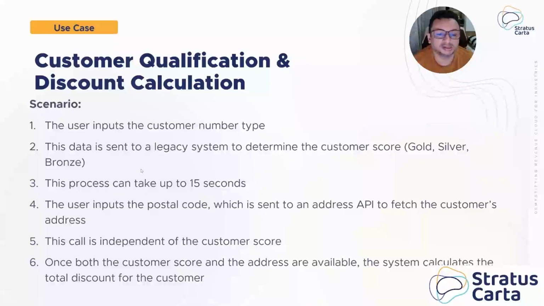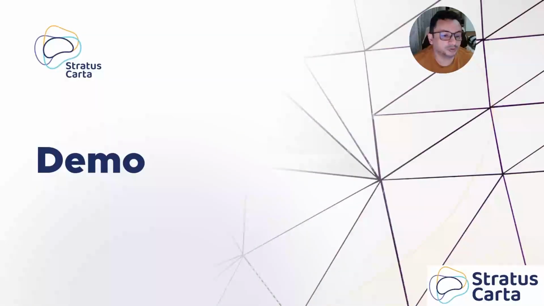It means that when I pass the postal code information at this moment, I don't need the customer score. I need it just at the end of my process. So it's a perfect scenario for us to use the non-block mode. Let's jump into the demo.